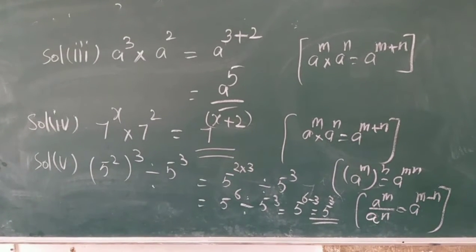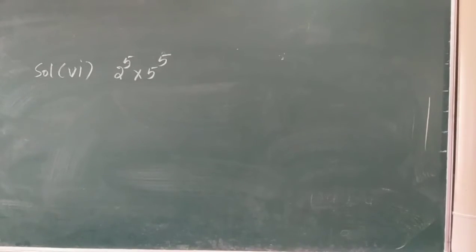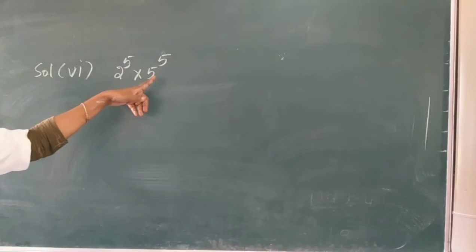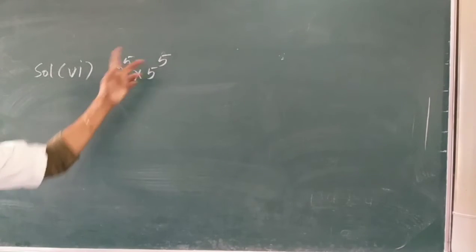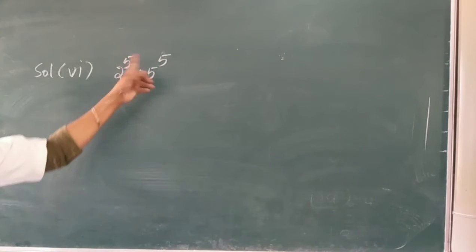Okay, let us solve the next question. Okay, sixth question, its solution. Sixth question is 2 raised to 5 into 5 raised to 5. See, same exponents, different bases.